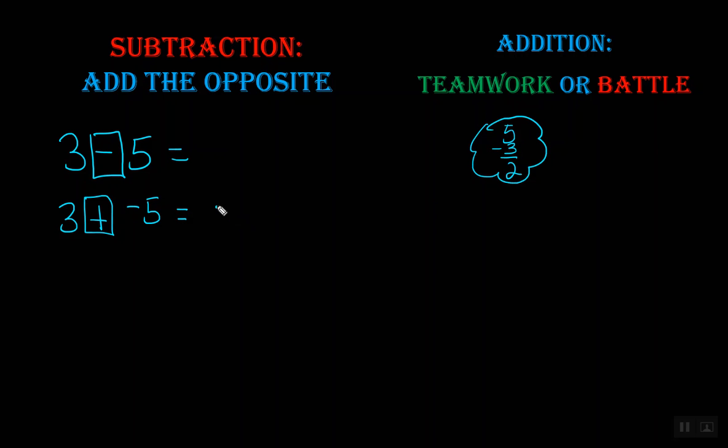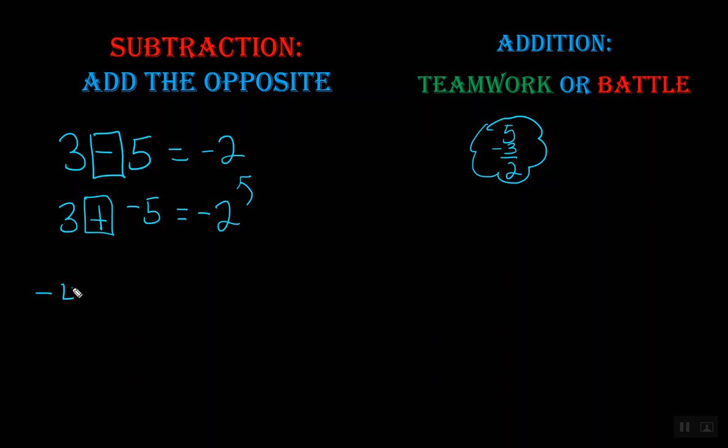Well, it's 2. I have more negatives than positives, or the negative 5 is more powerful than the positive 3, so the negative wins, and I have a negative 2, which means that the answer to this subtraction problem is negative 2.